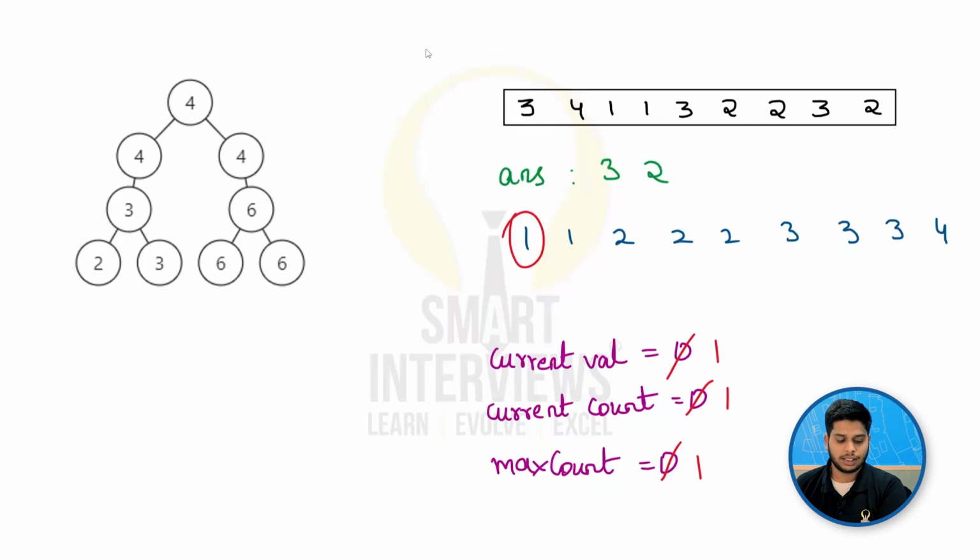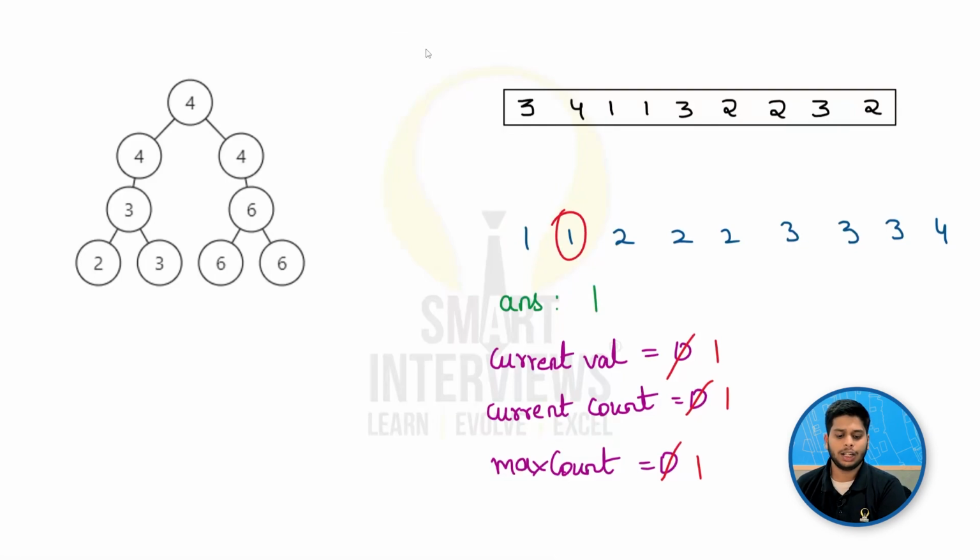Now, as we can understand, till this point, what is the most occurring element? Right, 1 is the most occurring element. So let us take an answer variable. Initially, we'll be having 1. Why? Till now, it is the most occurring element. Now, let us move forward to the next element, that is 1 again.